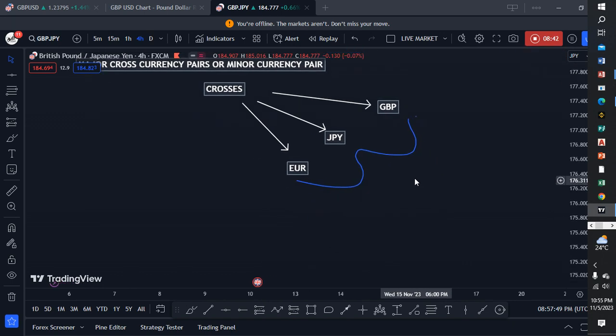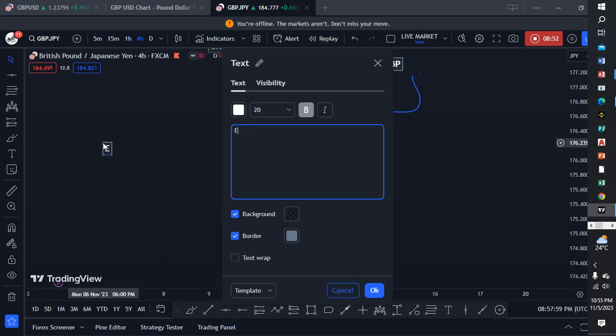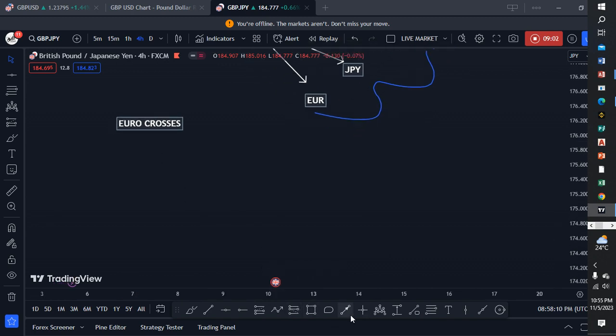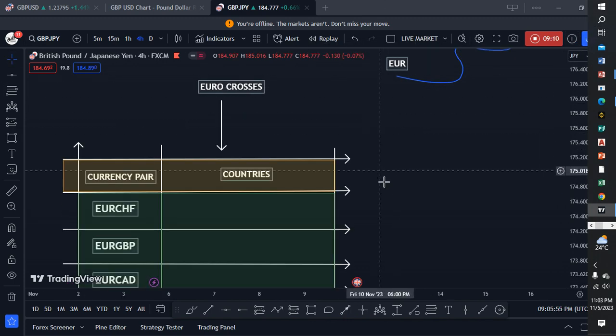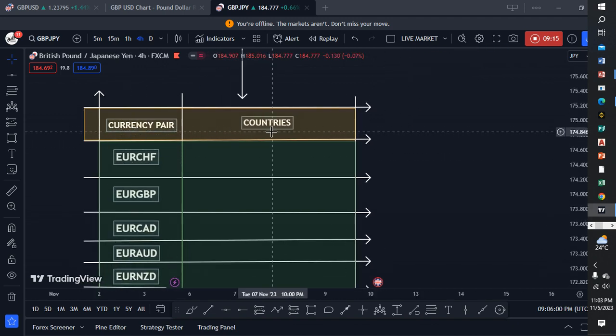So let me dive into some of the crosses. Let's just look at the euro crosses. These are examples of the euro crosses. Let me put them down here so that you can take a look at them. We have the currency pair and the countries where it's traded.